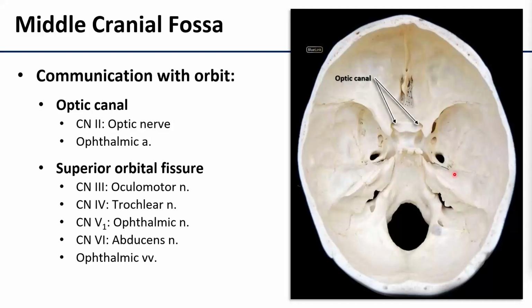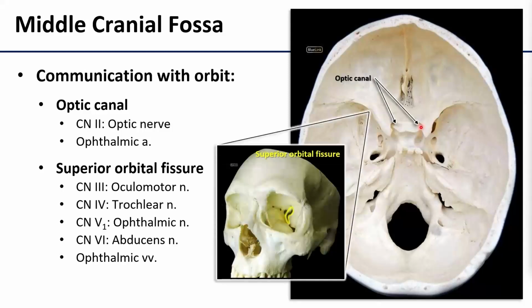Right, two passageways exist to get between the middle cranial fossa and the orbit. The first is this optic canal here, okay? And the optic canal is definitely the more specialized of the two. It's going to transmit the optic nerve between the orbit and cranial cavity along with the ophthalmic artery, and that is it. Everything else passing into the orbit has to travel through the superior orbital fissure.